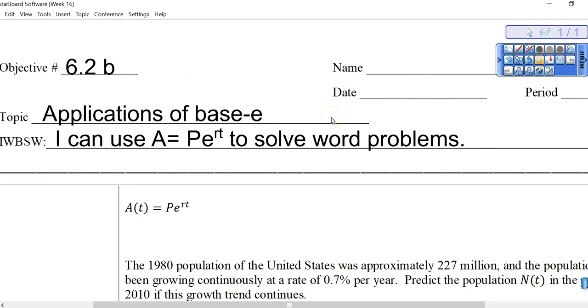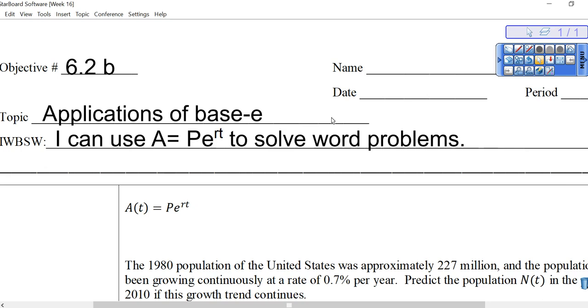Okay, so today's objective is 6.2b. We're just doing some application of the base e equation of continuous growth or continuous decay. So we will be successful if we can use the PERT formula to solve real-world type word problems, or in other words, application.